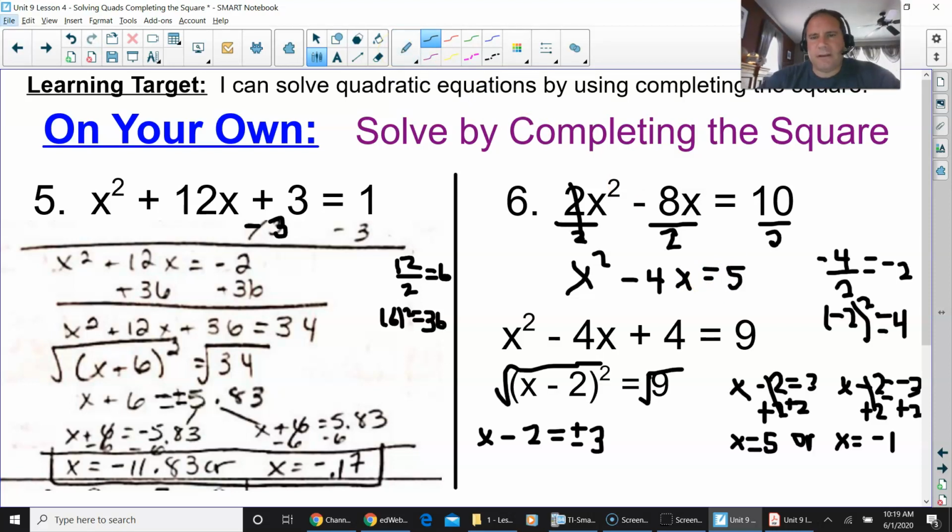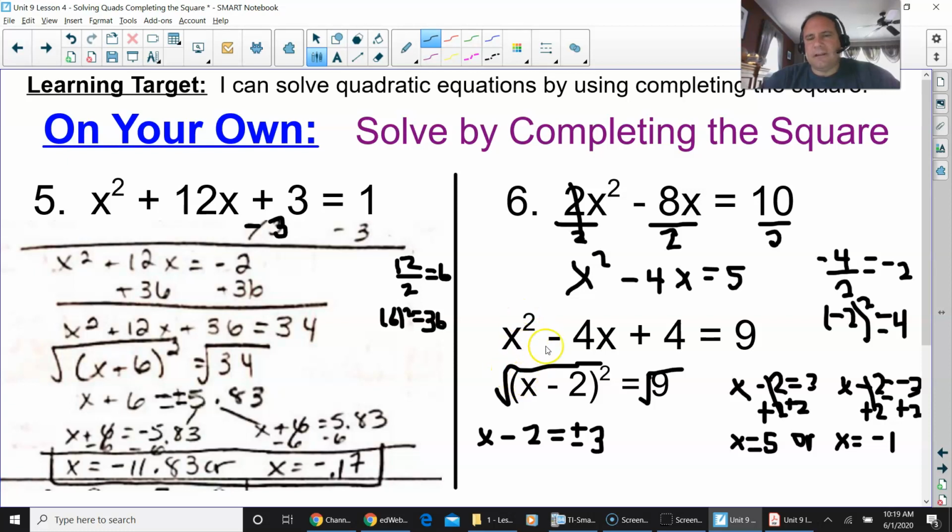Okay, so when I divided by 2, I made it much easier. I took the negative 4 divided by 2. It's negative 2. Negative 2 squared is 4. So then I added 4 to both sides, and I got x squared minus 4x plus 4 equals 9. 5 plus 4 is 9.